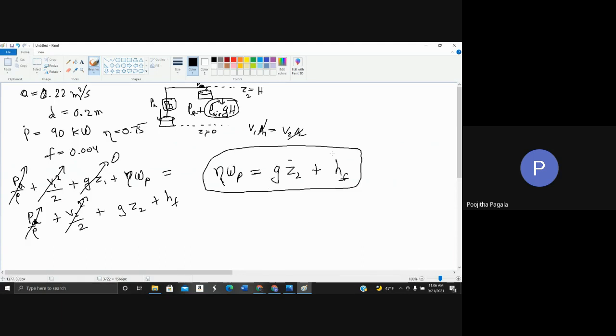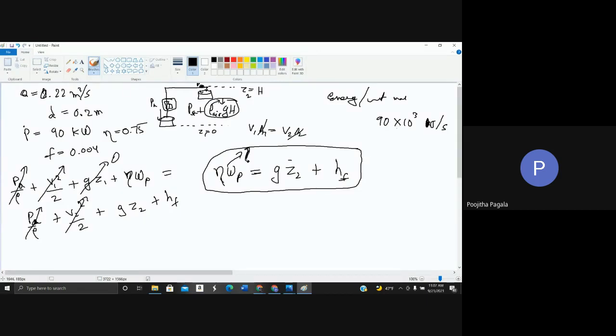So how can we calculate WP? What is WP? As we have discussed earlier, every term in this equation corresponds to unit mass of the fluid. So WP is the energy per unit mass of fluid, the energy input to the fluid per unit mass by the pump. But we know that the power is 90 kilowatt, which is 90 into 10 power 3 joule per second.